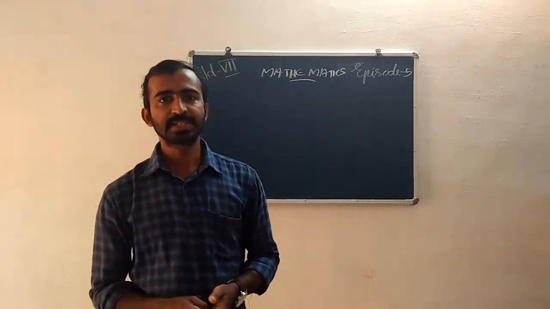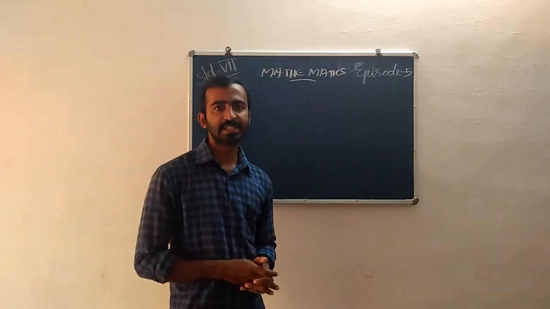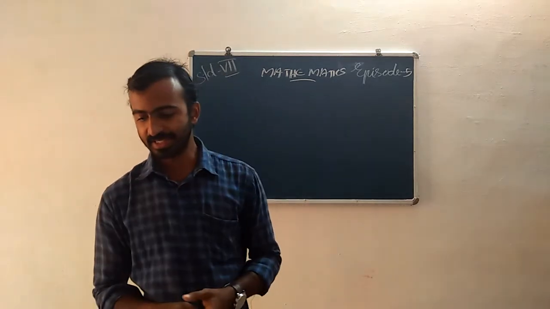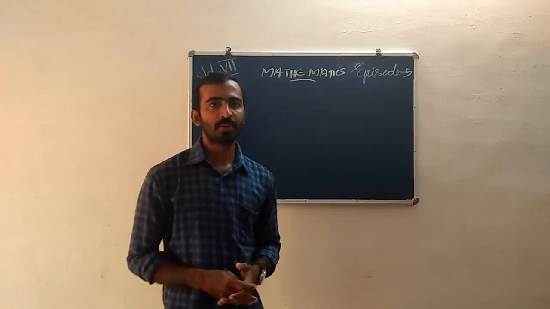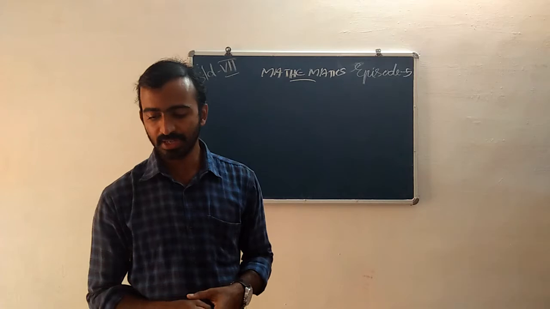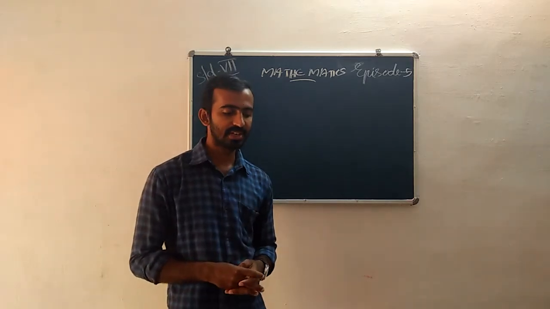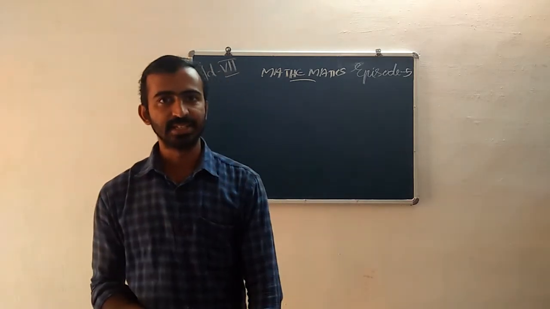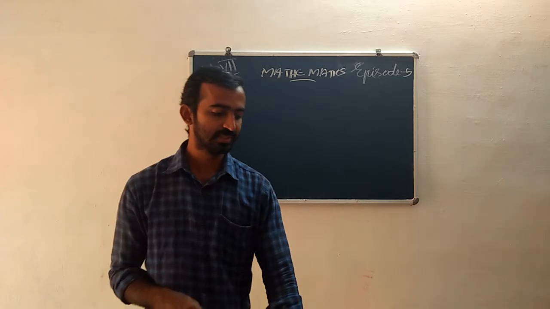Okay. In the previous class, what did we discuss? We discussed closure under addition, closure under subtraction, the commutative property, and the additive identity of integers. Is it correct?